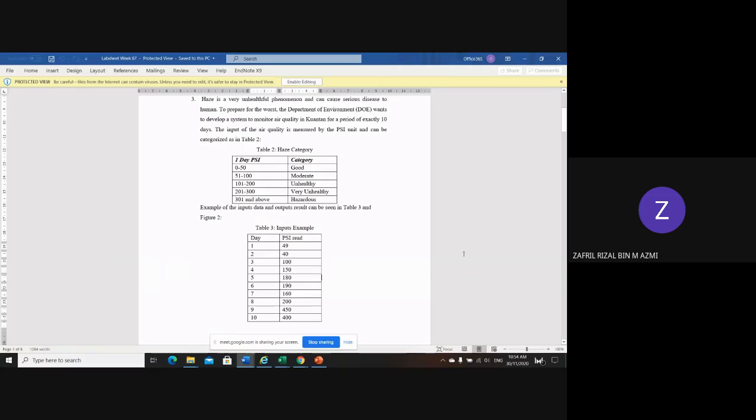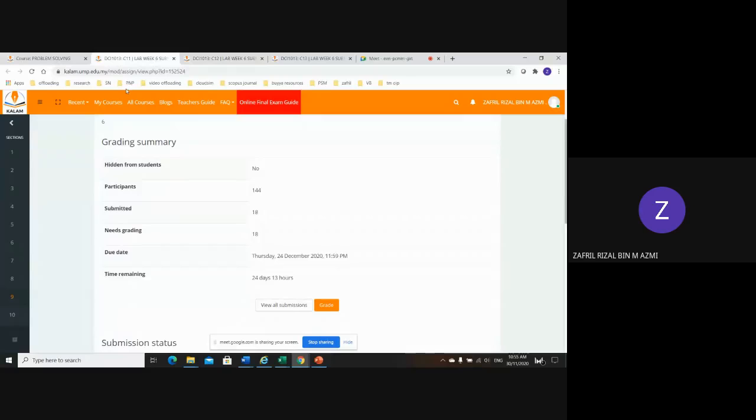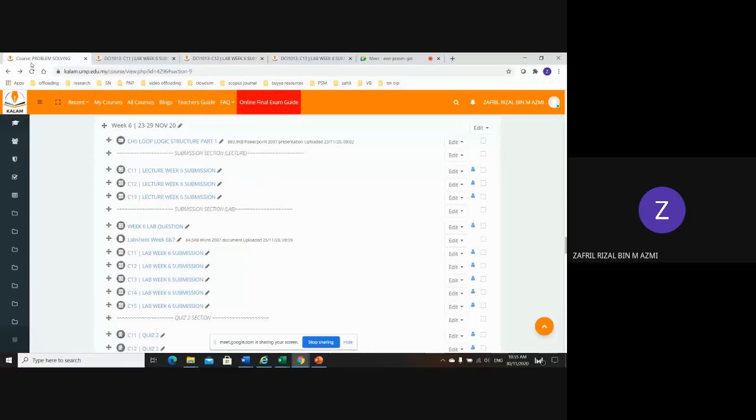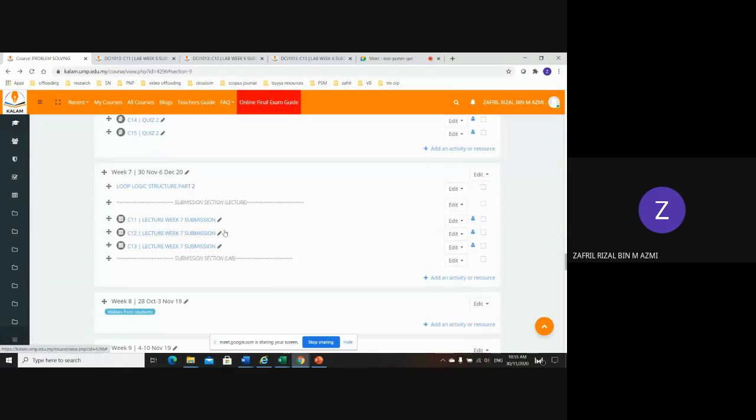Using what inputs? Using these inputs. There are going to be 10 inputs to be used for your desk check. Okay, simple only. So submit this in the lecture section for this week. Don't make a mistake again. For last week, those who have not submitted, you can resubmit again. For this week, submit over here, in the lecture. Any question?